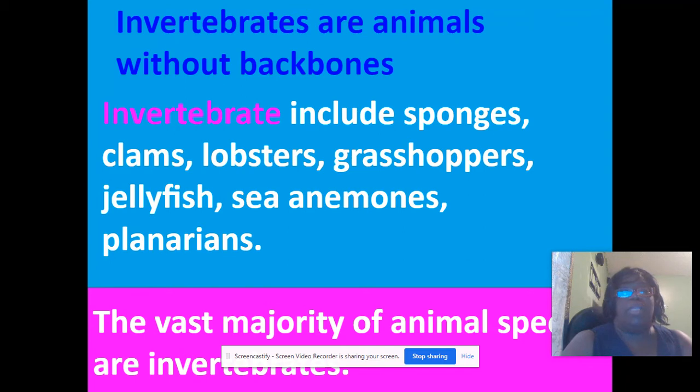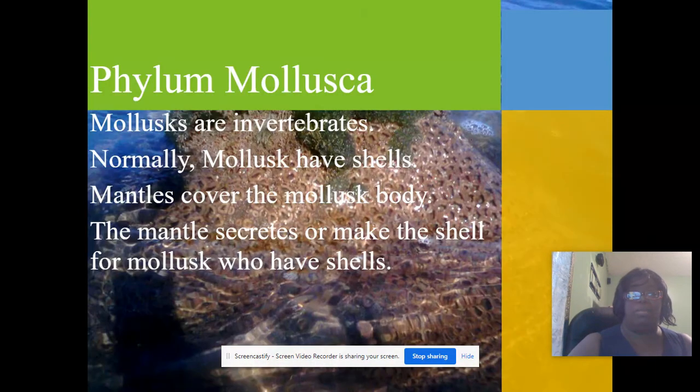Invertebrates are animals without backbones. Invertebrates include sponges, clams, lobsters, grasshoppers, jellyfish, sea anemones, remember Nemo, anemone, and then planarians. The vast majority of animal species are considered to be invertebrates. So most of the animals are invertebrates.